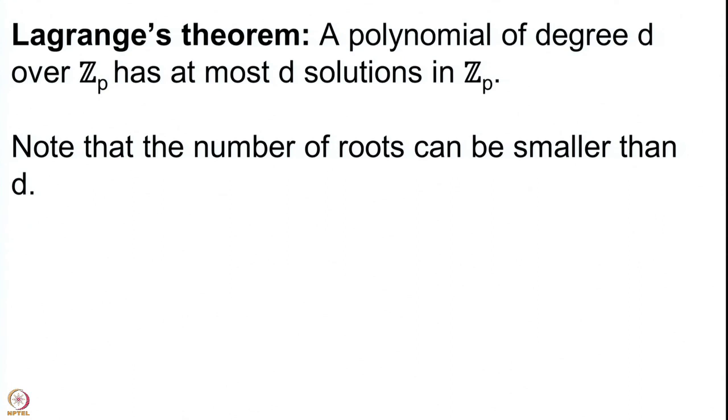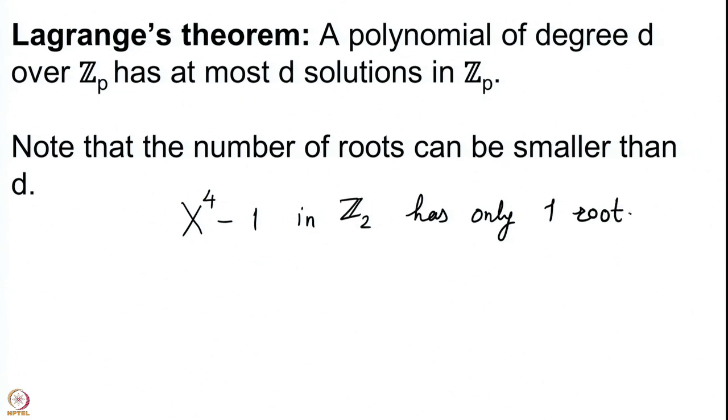Before we go to the proof, we wonder what would happen in other cases, or is there anything that we need to be careful about. So number one, note that the number of roots can be smaller than D. So there are indeed examples where the number of roots can be smaller than D. For instance, if you are looking at x to the 4 congruent to 1, or to say it in other words, if you are looking at the polynomial x to the 4 minus 1 in, let us say, Z_2, this has only one root, namely x equal to 1.